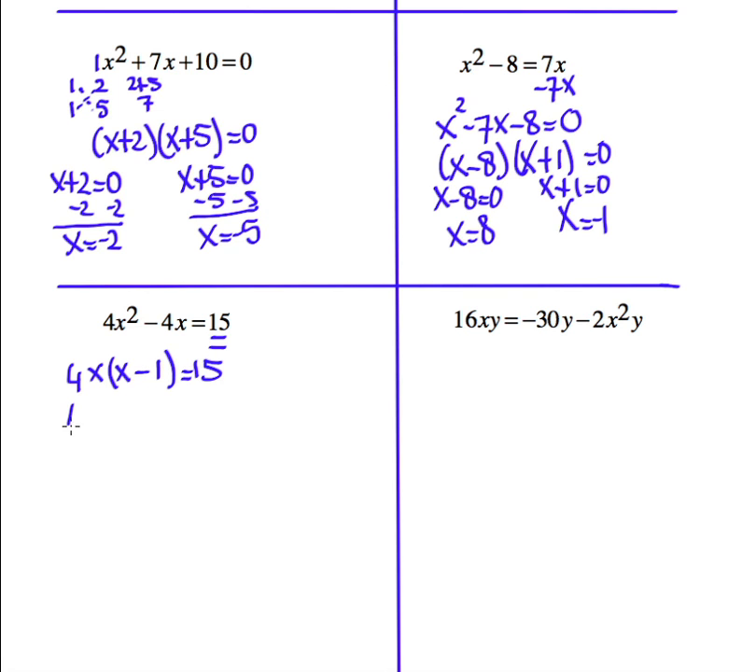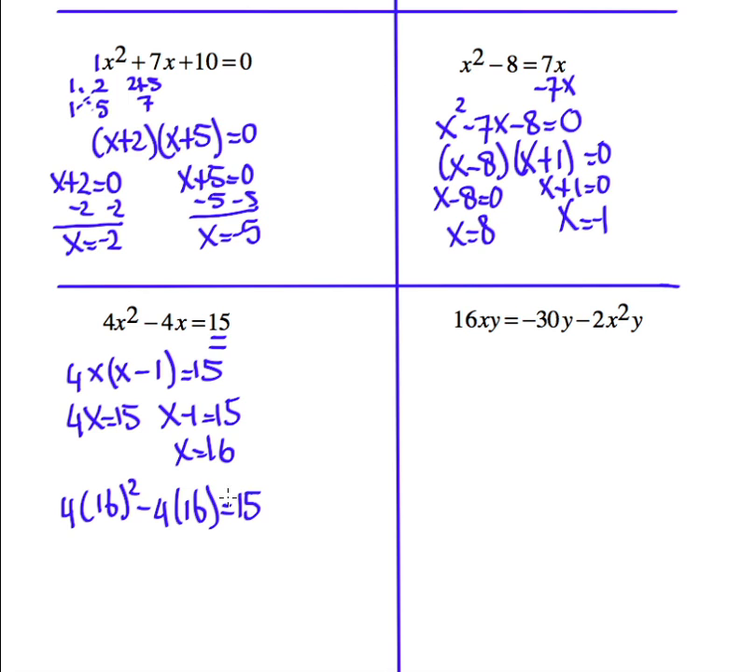Now you can't say that this means that either 4x is 15 or x minus 1 is 15. If you add, for example, 1 on both sides, you get 16, then let's check it. Is 4 times 16 squared minus 4 times 16, is that really going to be 15? Well, 16 squared is 256. And 4 times 16 is 64. And I think you can see that it's not going to work.